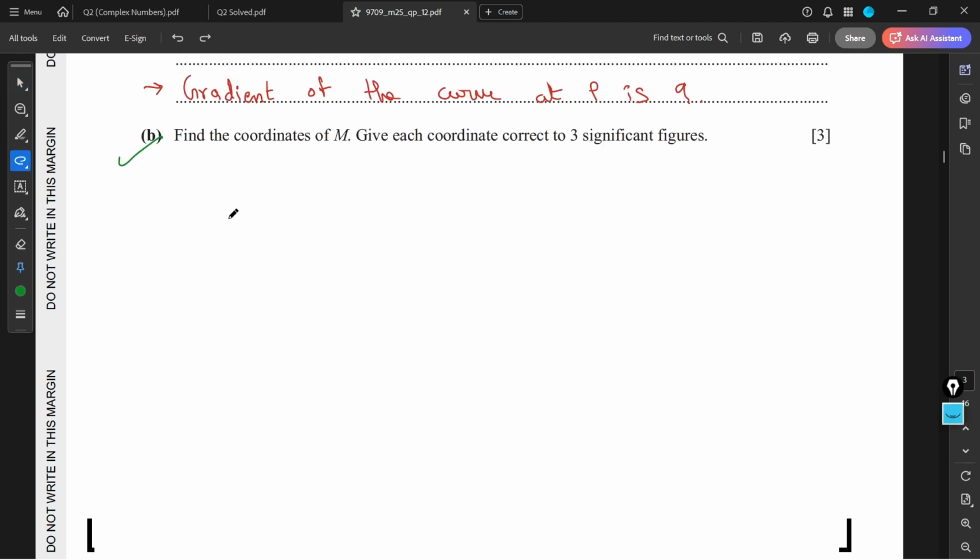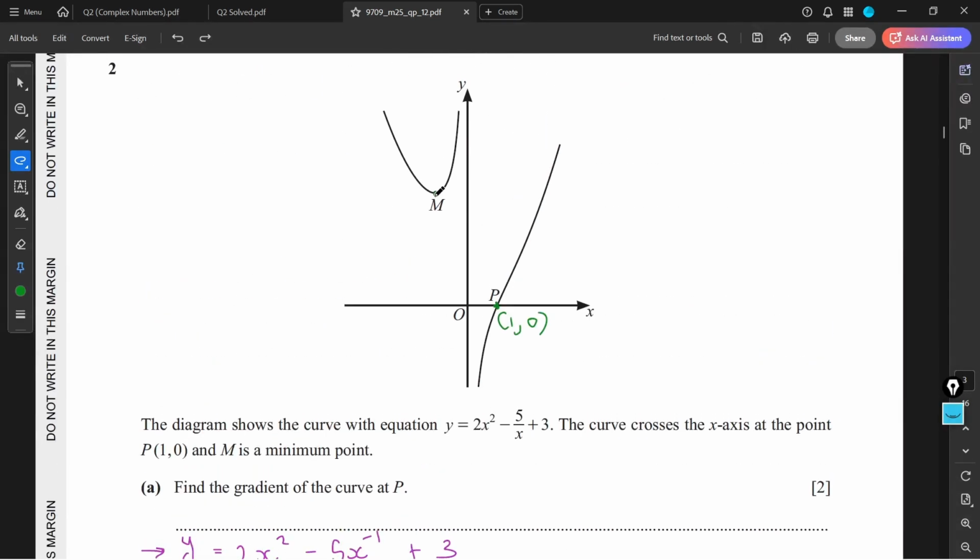Now moving on to the second part, we have to find the coordinates of the point M, giving each coordinate, that is both x and y, correct to three significant figures. Whenever they mention a specific number of significant figures, we strictly need to follow it. Now, because we know that M is a stationary point, how do you find the coordinates of any stationary point?